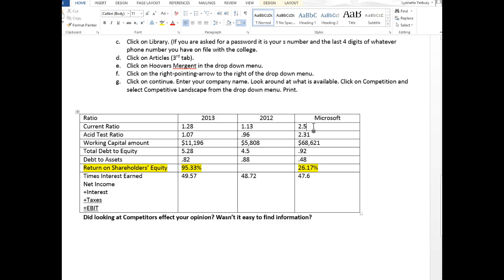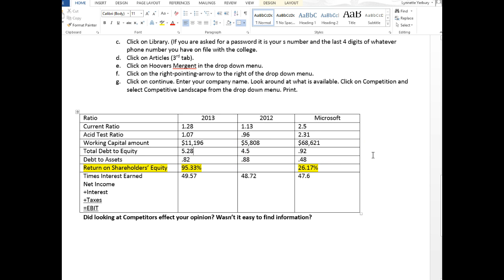Microsoft is far more liquid on the current ratio. They're far more liquid on the acid test ratio. They have higher working capital. One could say Microsoft is more liquid than IBM. Microsoft uses much less debt. For every dollar in equity, they have 92 cents in debt, whereas IBM has $5.28 for every dollar of equity.